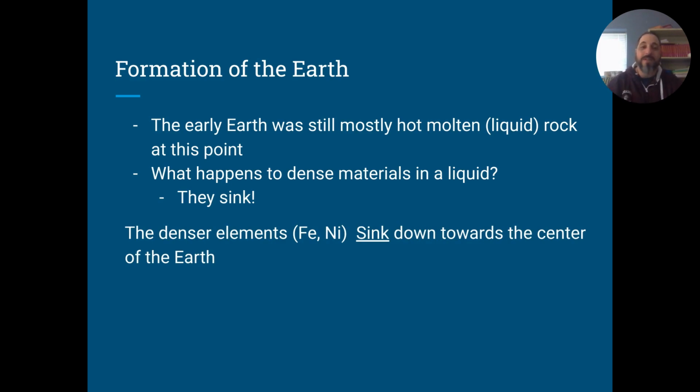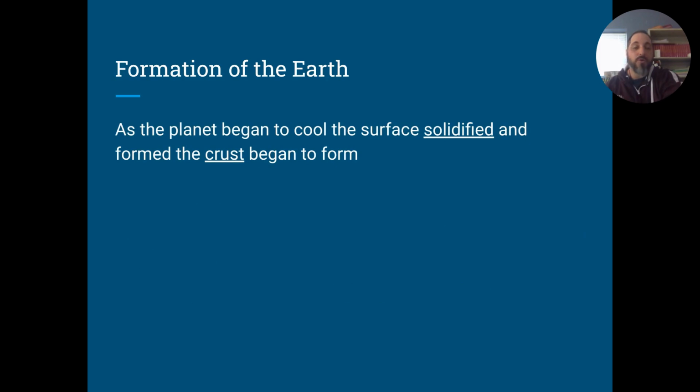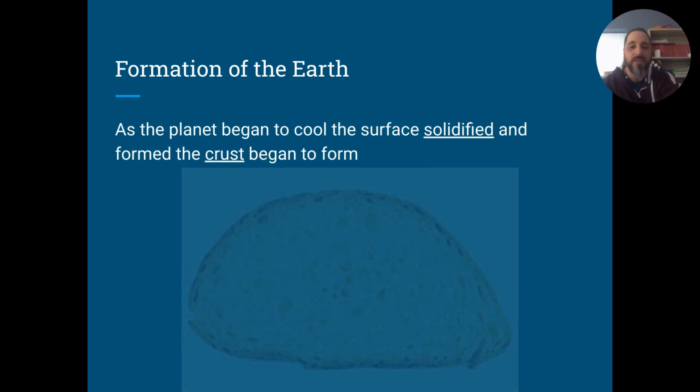We're going to see that the closer we are to the center of the Earth, the more dense our materials are going to be. So less dense stuff is going to float towards the surface. It's going to be the outer layers of the Earth. So we're going to see that those layers are going to be less dense than the ones that are closer to the center. As the planet began to cool, the surface solidified and the crust began to form.